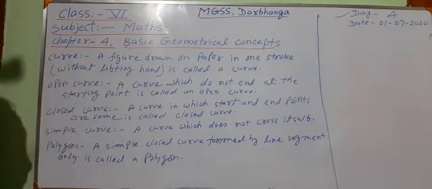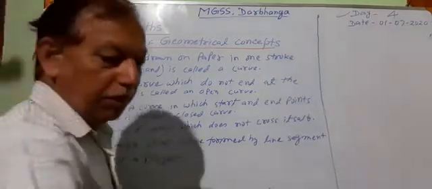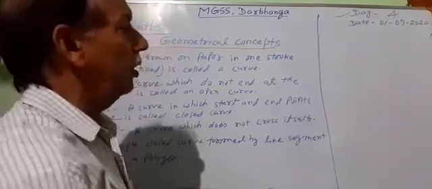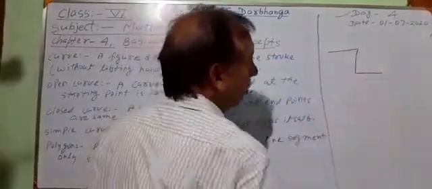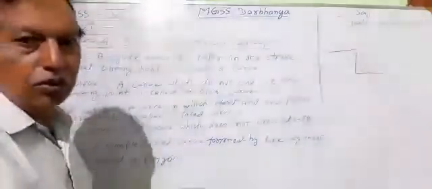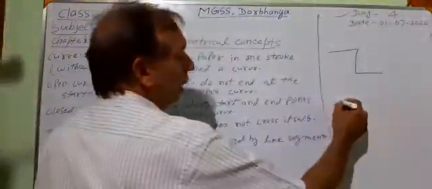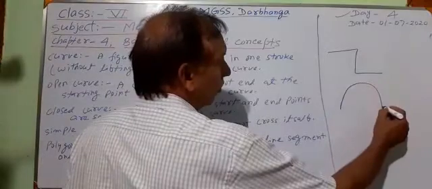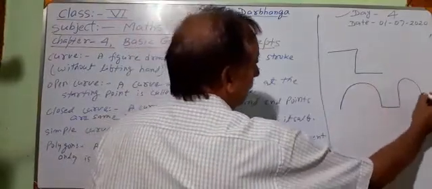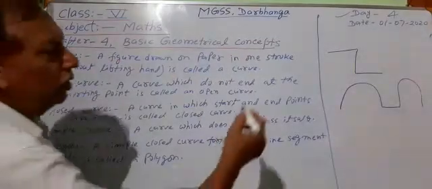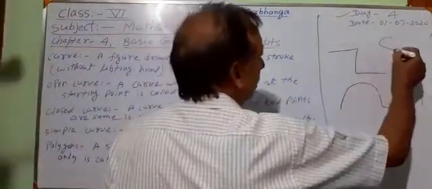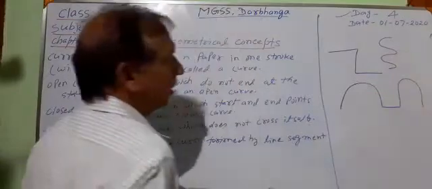What is a curve? A figure drawn in one stroke. Here one stroke means without lifting the hand. Whatever we draw without lifting the hand, that is a curve. All these are examples of curve because we have drawn them without lifting the hand.